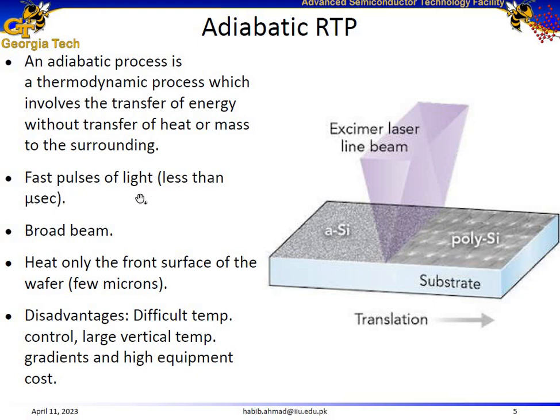In the adiabatic process, we have fast pulses of light, less than microseconds, a broad beam, as you can see over here. Here is an excimer laser line beam, which is a broad beam, and it heats only the front surface of your wafer. Now, the disadvantage of this process is that it's difficult to control the temperature, and also there are large vertical temperature gradients. By temperature gradient, we mean that the temperature is high close to the surface, but the temperature difference between the surface and the substrate is large.